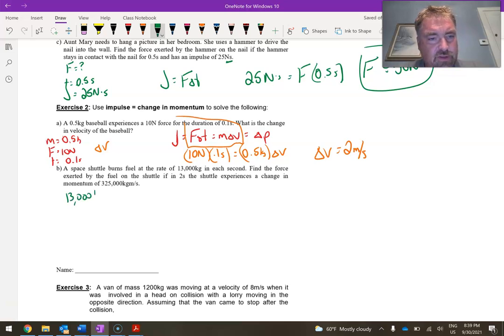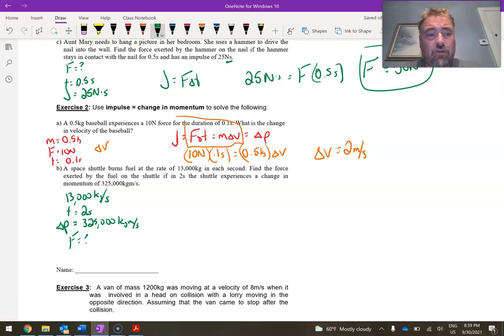All right, and finally on this one, part B, the space shuttle burns fuel at a rate of 13,000 kilograms each second. Find the force exerted. Okay, so I'll put this down here, force question mark, that's what I want, in 2 seconds. So we have a time of 2 seconds, and we know the change of momentum, so Δp is equal to 325,000 kilogram meters per second.